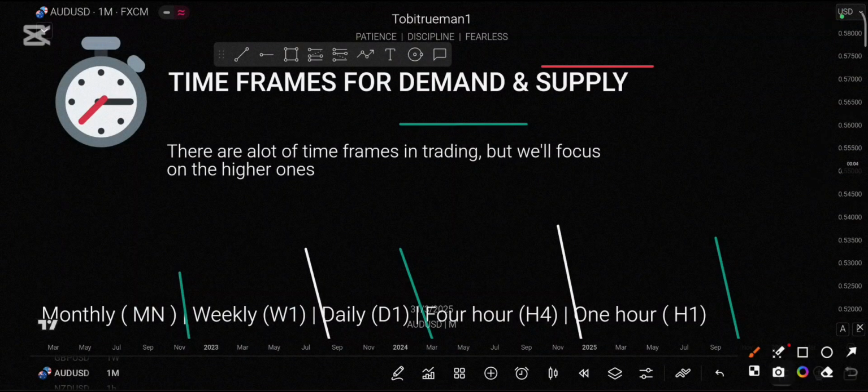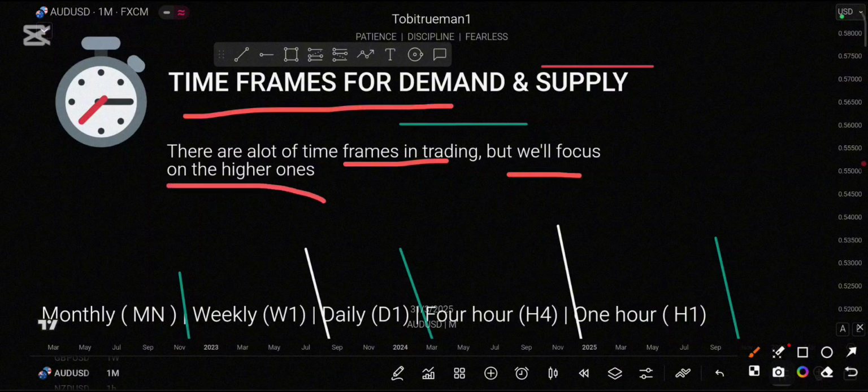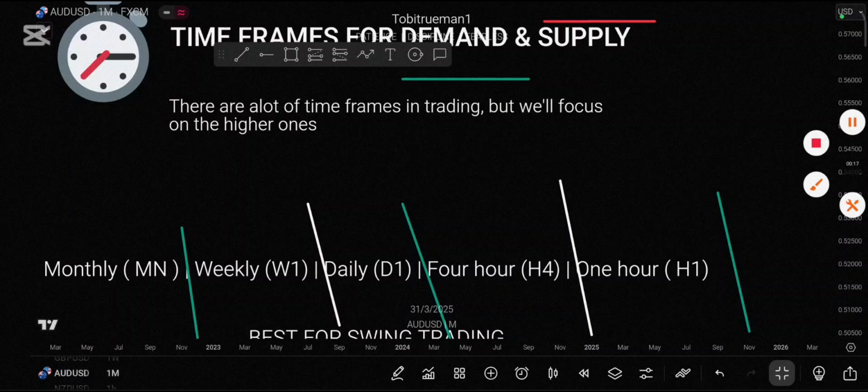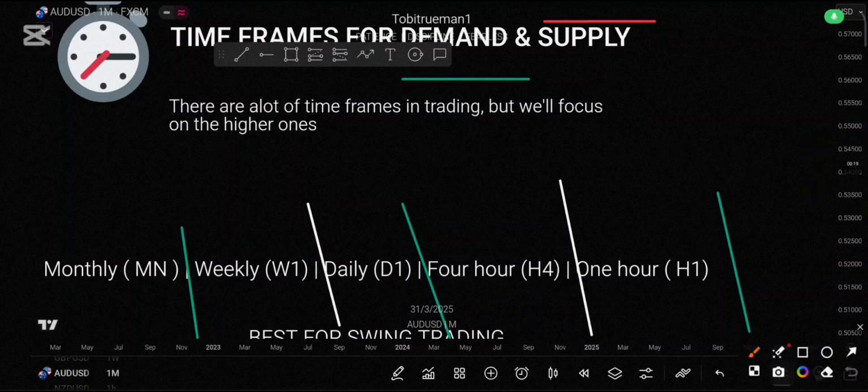Today we'll be looking at time frames for demand and supply type of trading. There are a lot of time frames in trading, but we'll focus on the higher time frames. And which of those higher time frames do we want to focus on? First things first, we'll start with the monthly time frame.